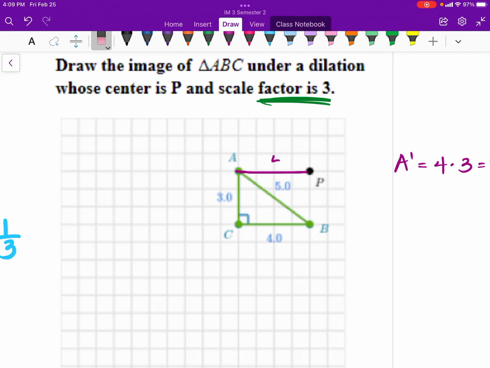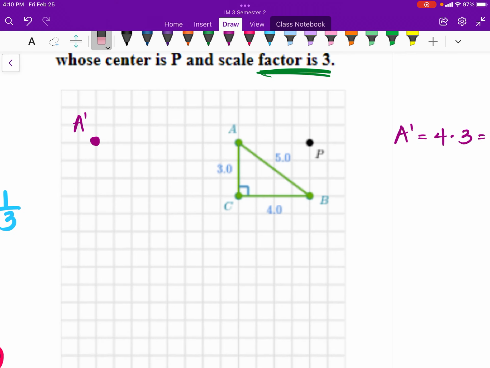So let's go ahead and do that here. From P, that's 4. And then 1, 2, 3, 4. Here's another 4. And then 1, 2, 3, 4 is another one there. All right, so then A prime should be here. That is A prime. So that's 12 units in total.